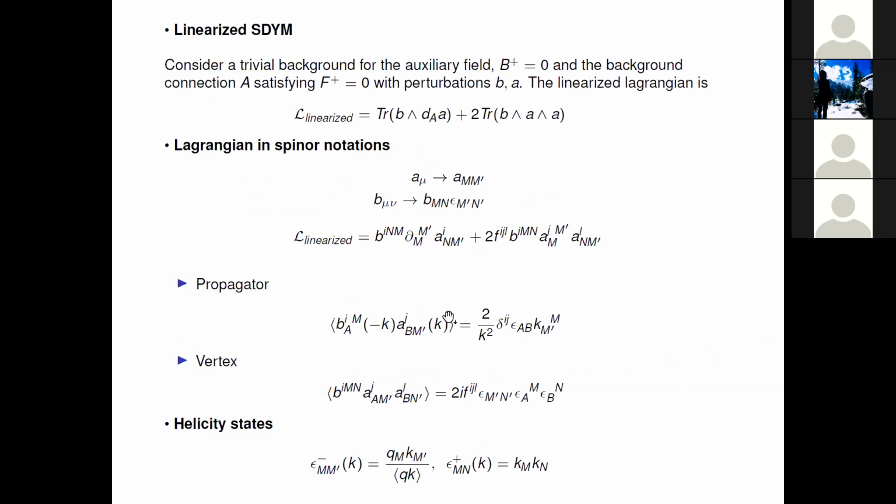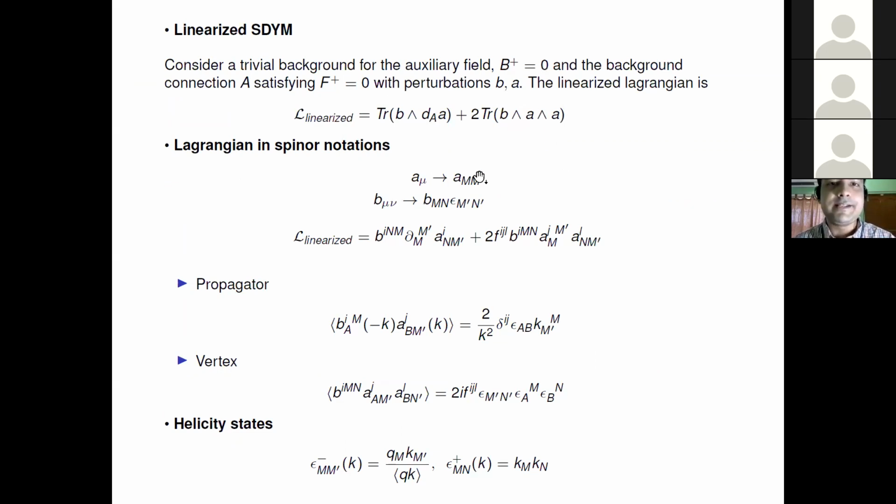Okay, now we want to linearize this self-dual Yang-Mills theory. We linearize it on a trivial background for the auxiliary field, B plus equal to 0, and on a background where the connection satisfies F plus equal to 0. We denote the perturbations by B and A. So the linearized Lagrangian is given by trace B wedge dA plus 2 trace B wedge A B wedge A.